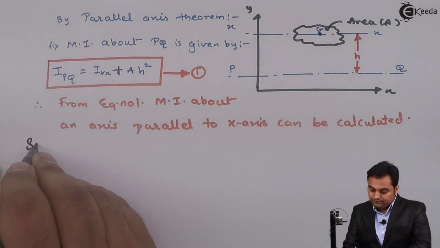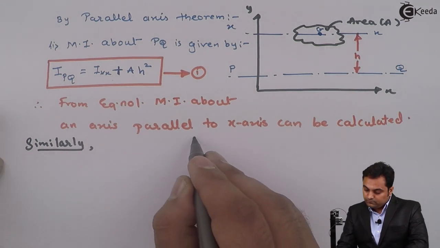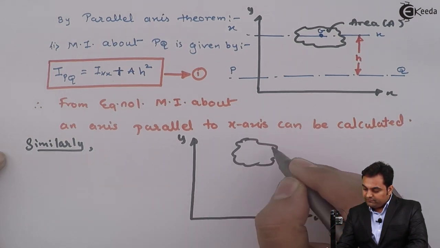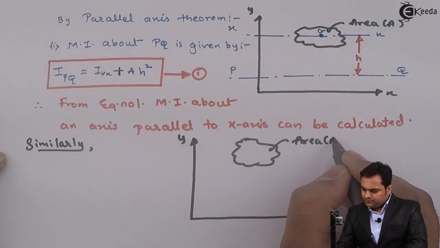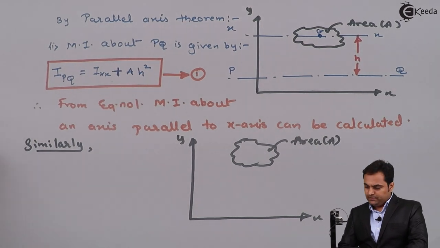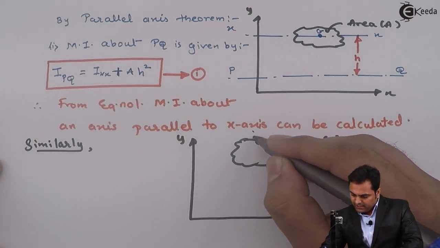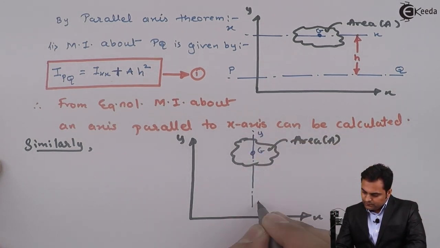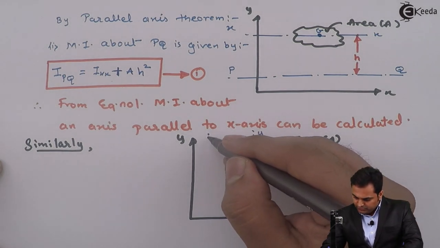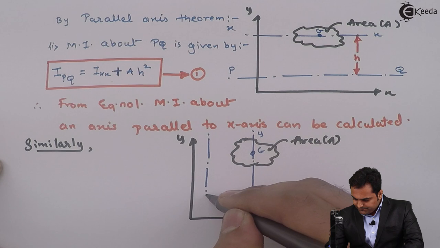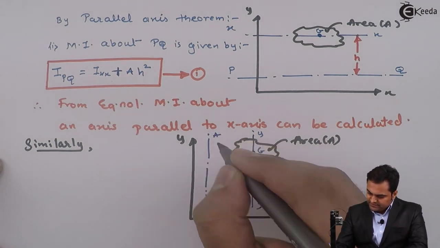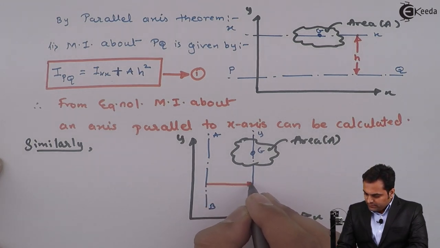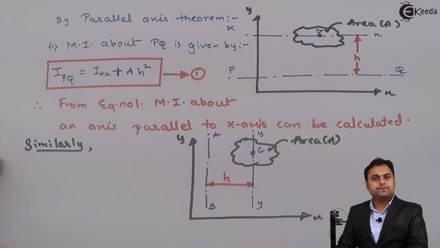Next, similarly, again if I have an area which is denoted by capital A, and next the centroidal axis is y axis which is passing through the centroid, and I want to calculate moment of inertia about an axis which is parallel to y. I'll call this AB, and the distance between them I will denote as small h.